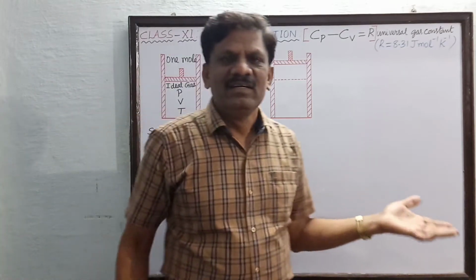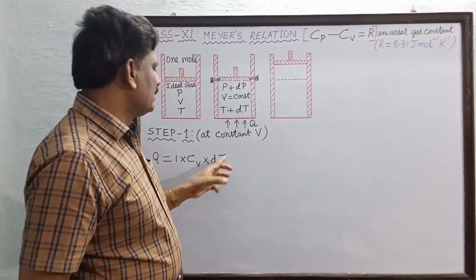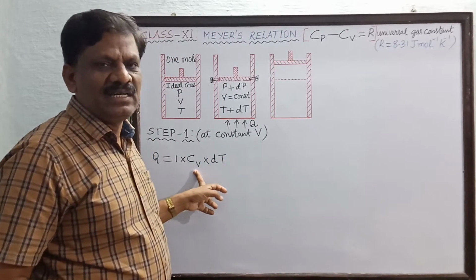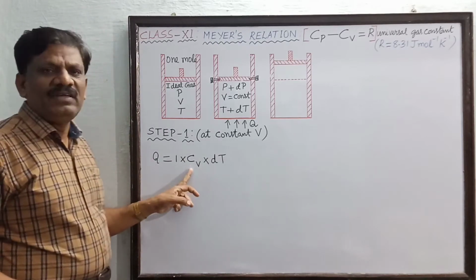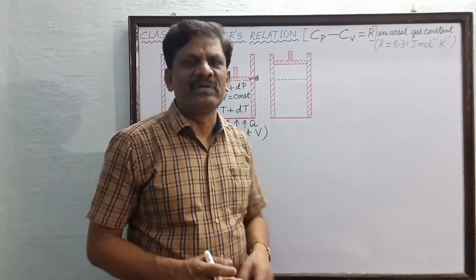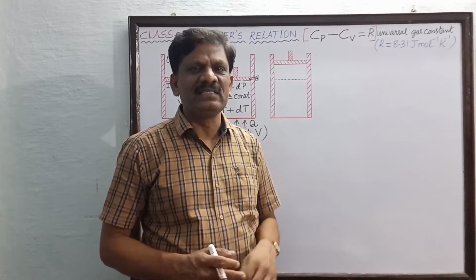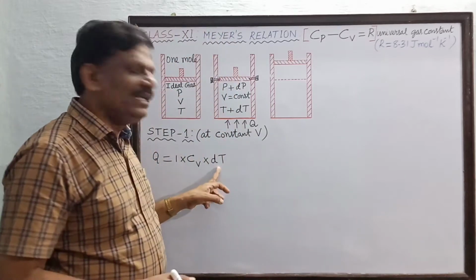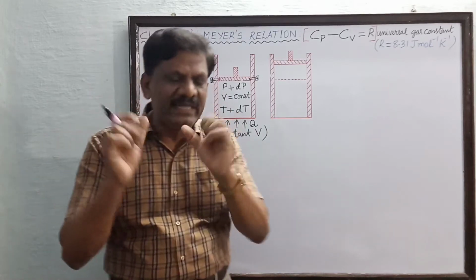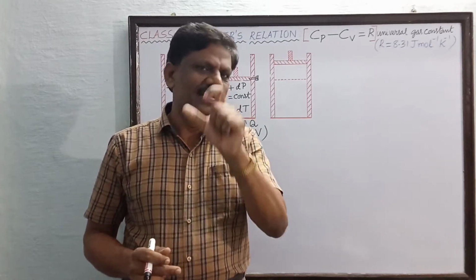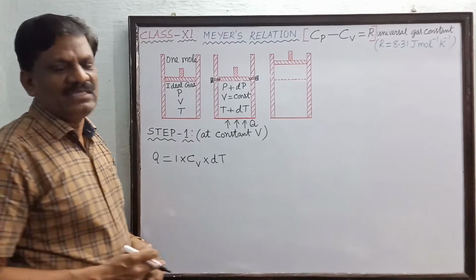By definition, what does CV mean? CV is the molar specific heat capacity at constant volume. It is the quantity of heat required to raise the temperature of 1 mole of a gas by 1 Kelvin. But here what is the change in temperature? Instead of 1 Kelvin, it is dT Kelvin. The temperature has increased by an amount dT. So for dT Kelvin, the quantity of heat supplied must be equal to CV into dT.